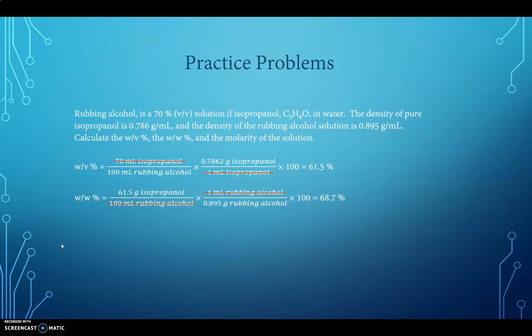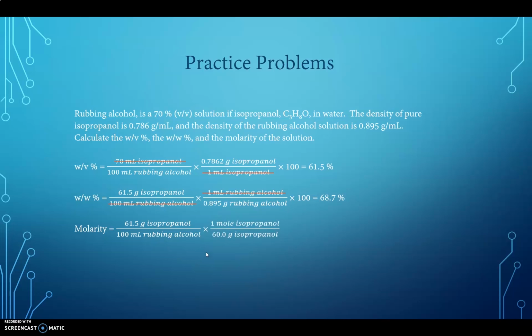And then finally, we can calculate the molarity. So molarity, of course, is moles per liter. So the easiest place to start is probably once again with our weight volume solution. We have grams and milliliters. We want to get to moles and liters, which means the grams need to be changed to moles and the milliliters need to be changed into liters.